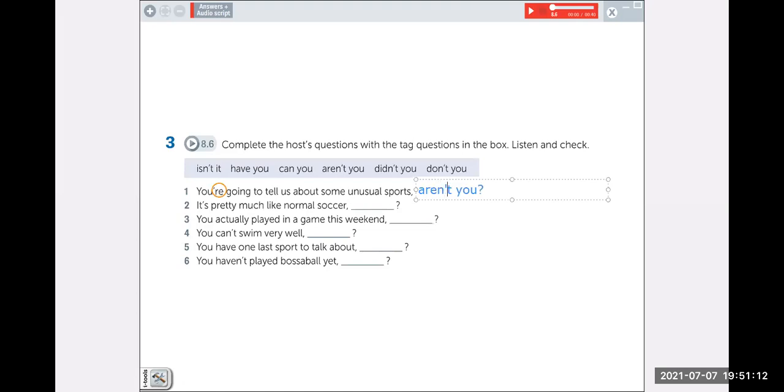Porque sí tenemos un auxiliar que utilizar, ¿cierto? En la número 2 también. Number 2, we have an auxiliary verb. So that's why we use, isn't it?